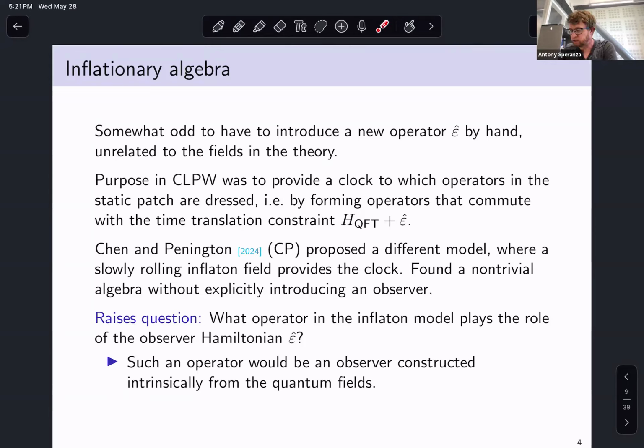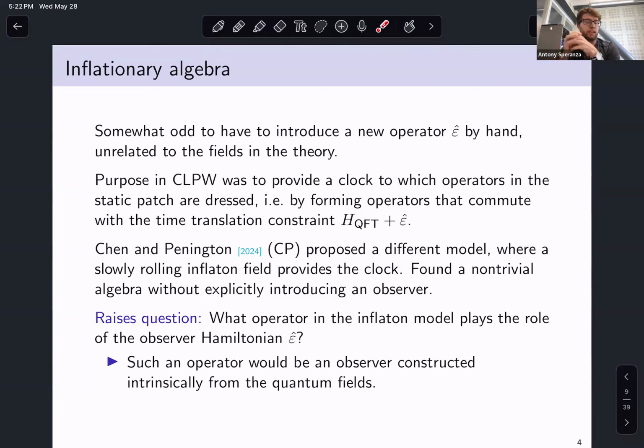Okay. So I kind of liked this work by Chen and Penington, who said, well, the only reason you introduced the observer was you needed a clock. And in inflationary examples, you do have a natural clock because you have some rolling scalar field, and that scalar field provides a clock. This is a common thing in cosmology. They wrote down a fairly simple model of this, and they didn't even have to introduce this observer. They could find operators that commute with this boost flow in that context. And you get a non-trivial algebra and can, again, do this matching of entropy.